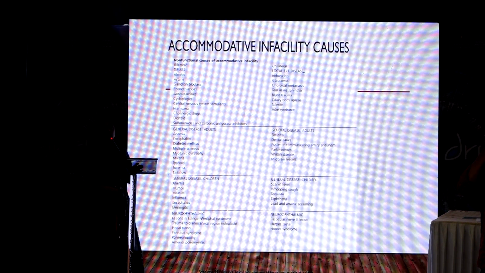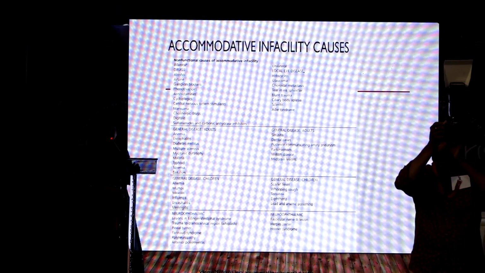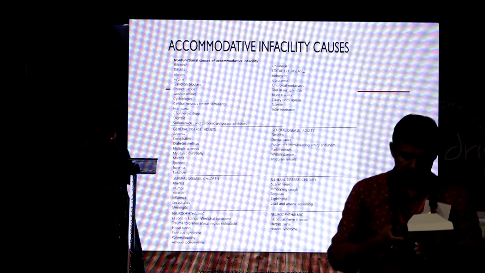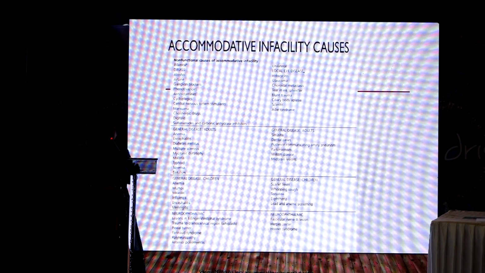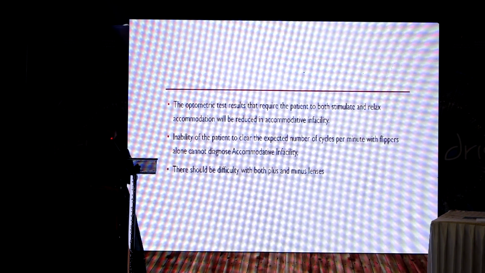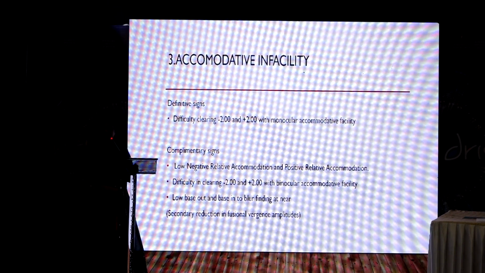In this particular case also, it is mandatory that you rule out certain mimickers which can produce accommodative infacility, like drugs, some general diseases like anemia, diabetes, encephalitis in adults, anemia, mumps and measles in children, and neurophthalmic cases. Once they have been ruled out, you have to confirm this by ensuring that the patient has difficulty in clearing both plus and minus lenses by using the accommodative flippers.